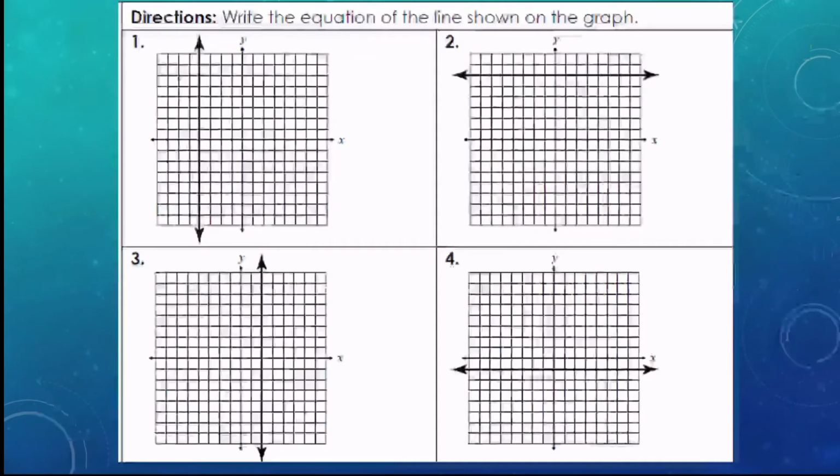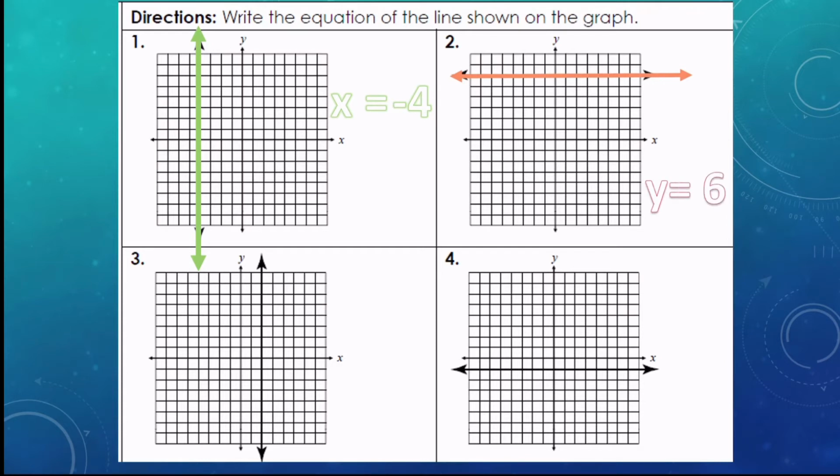So let's go do some of this. Let's look at number 1. This is our line. If we go from our origin, we're going to count 1, 2, 3, 4. So x is going to equal -4. Remember, any vertical line is x equals. Well, look at number 2. It's a horizontal line. So I have to go from the origin and count up: 1, 2, 3, 4, 5. But it's going to be y equals 6 because that last line where it's actually graphed is 6.